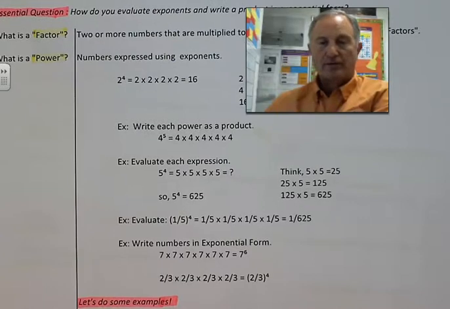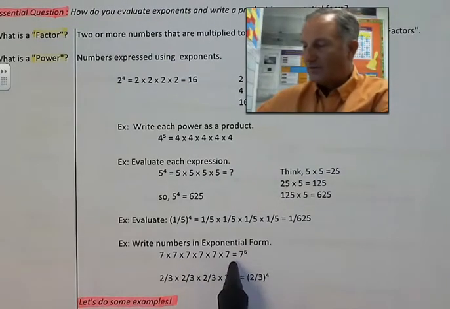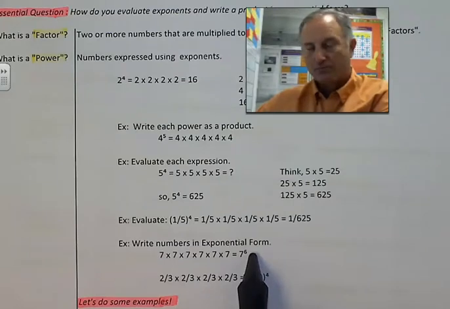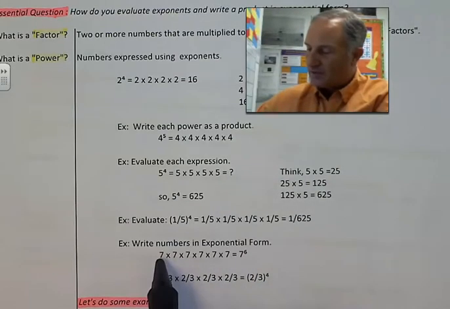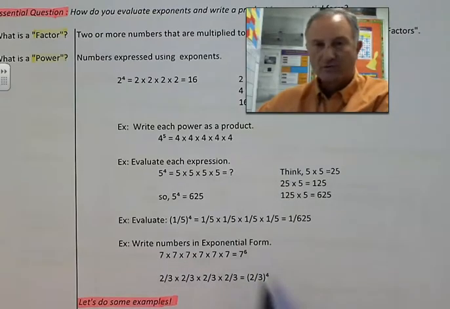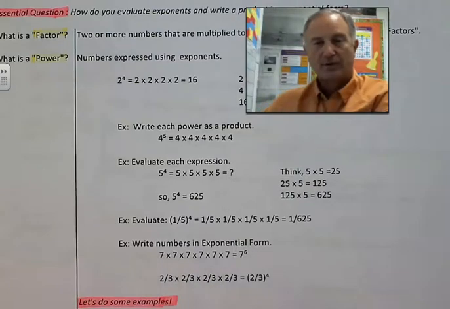Then looking at it from the other way. Here you get all the factors, and they want you to write it in exponential form. Okay. So there's 7's here. That's our base. There it is. And then it shows up 1, 2, 3, 4, 5, 6 times. So 7 to the 6th power is what this is in exponential form.